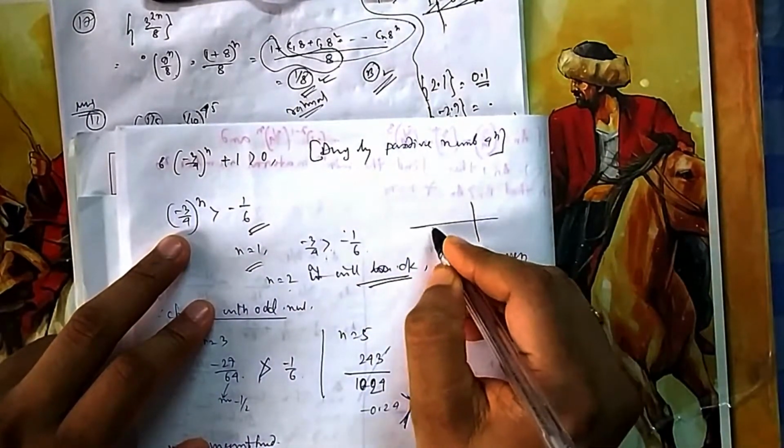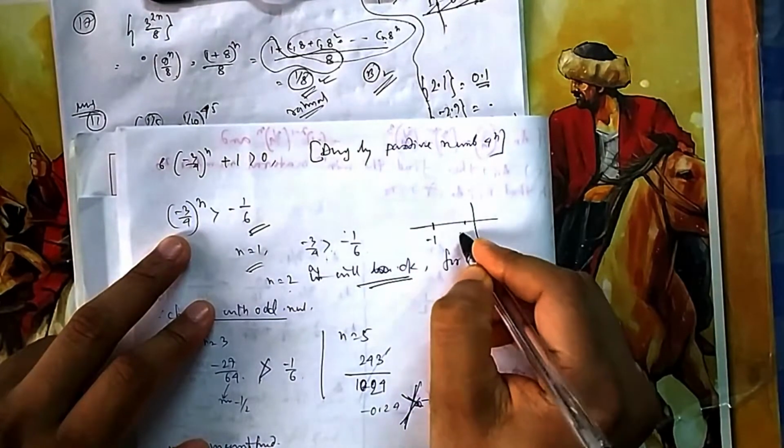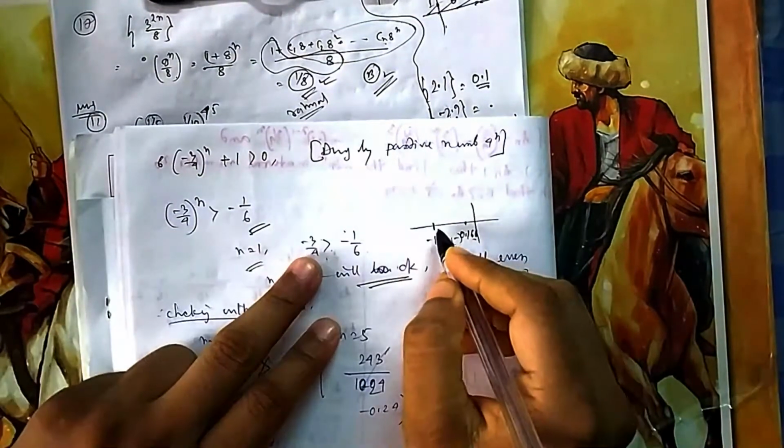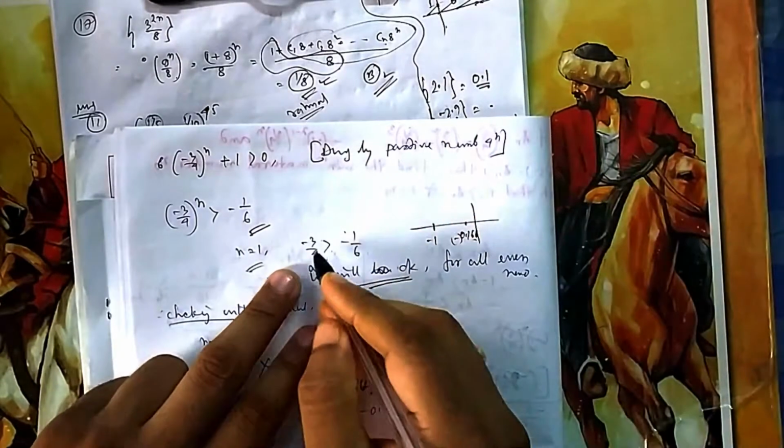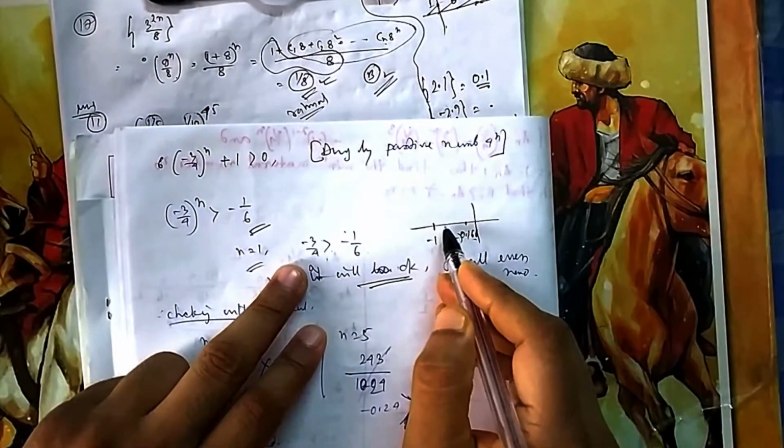No, minus 1 by 6, suppose it is minus 1. Minus 1 by 6 is 0.166 or around this. You need a number which is greater than this, but minus 3 by 4 will be 0.75. So it is not true.